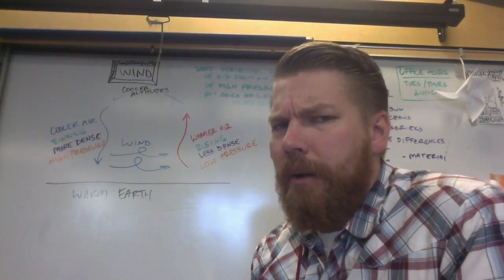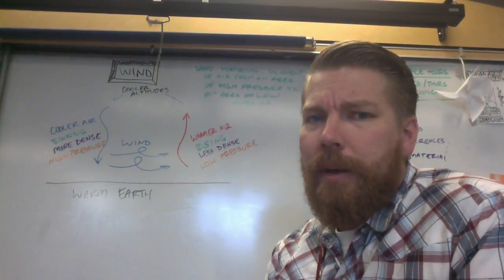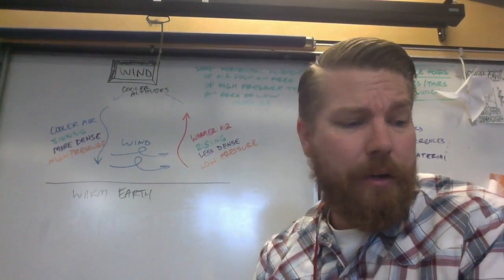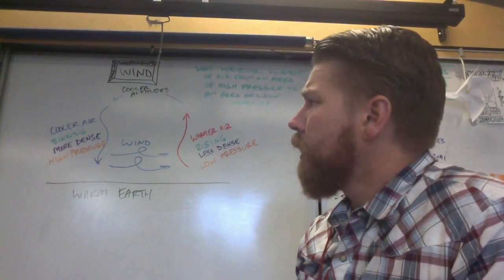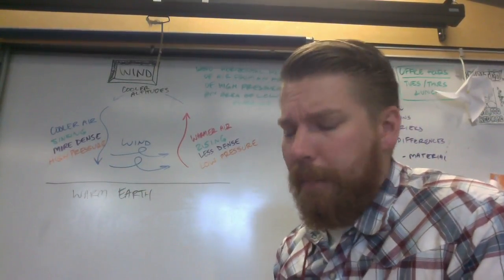We then went to our definition of wind, which is the horizontal movement of air from an area of low pressure to an area of high pressure. Well, we have high pressure over here and low pressure over here. I wonder what's going to happen.